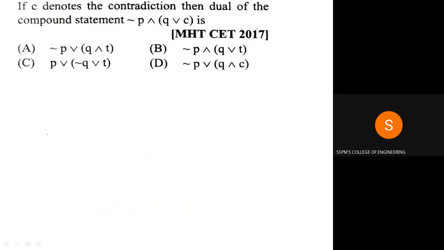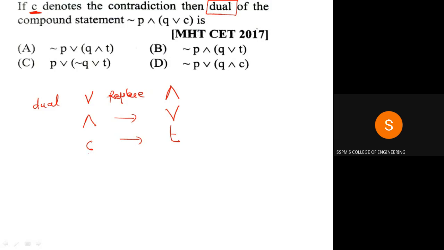Next example. This example was also asked in the 2017 CET exam. C denotes the contradiction. What is dual? How to find a dual? It is easy. Wherever you see or, replace it with and. Whenever you see and, replace it with or. Whenever you see C, you should replace it with T.